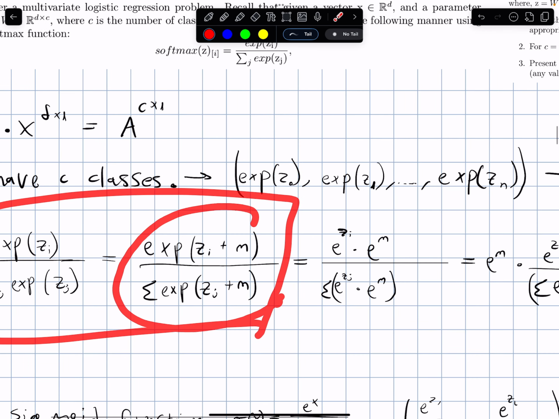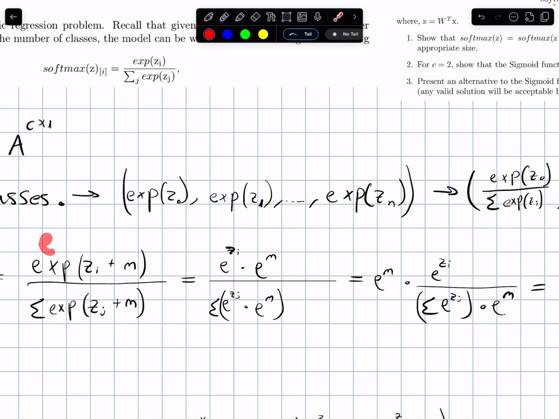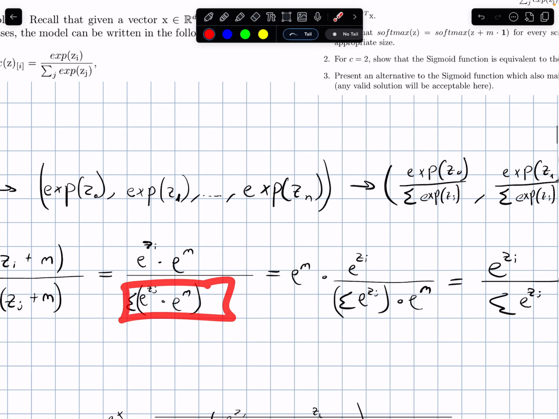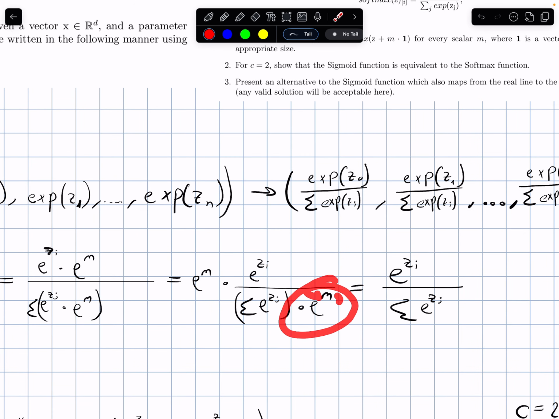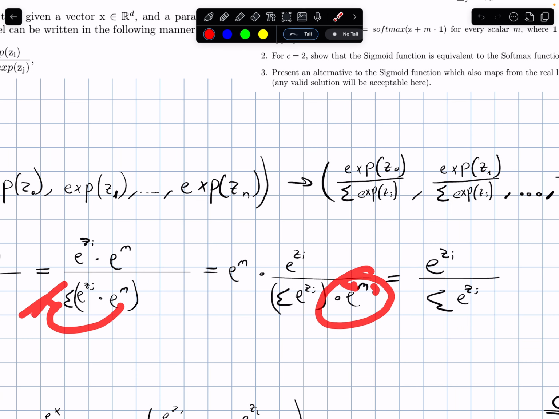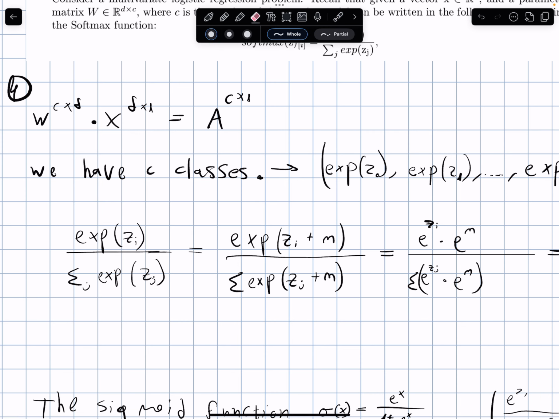I want to get from here to here. So what I did was open it. e to the power of zi plus m can be written as this, because of the rules of exponents, and the same is written here. Now from here I can take this as a common denominator and put it outside, and when I put it outside I can cancel both of them really easily. So here and here, and then I have just this. So this is the same as this one, and it's proved.